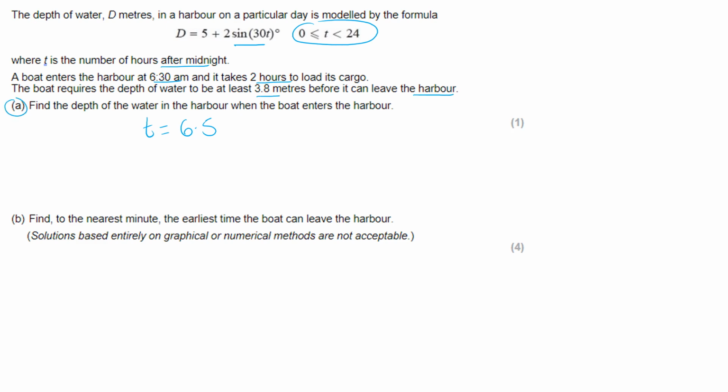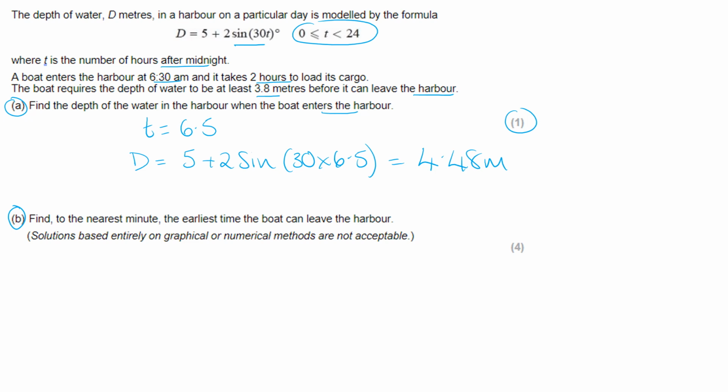For part A, you're asked to find the depth of the water in the harbour when the boat enters. So that's going to be when T is 6.5. All we need to do is to substitute that in. So it's going to be 30 times 6.5. And if you do that on your calculator, it comes out to be 4.48 meters. And you're doing that just for 1 mark. That's fairly straightforward. But that's getting you into the flow and just getting your head round thinking what 6.5 means and what the height will be when we've entered the harbour.